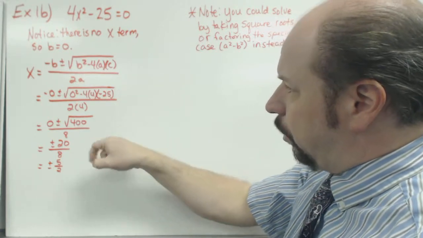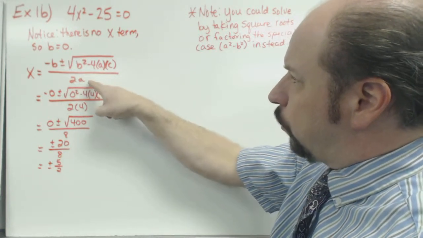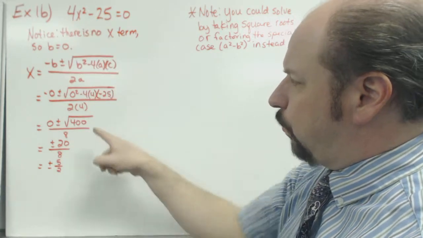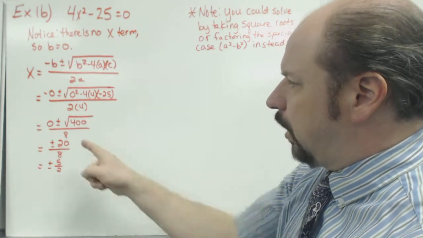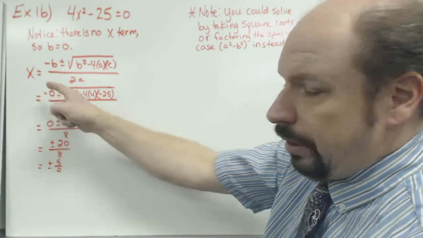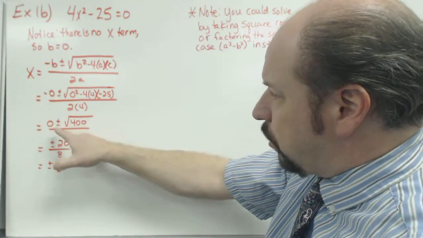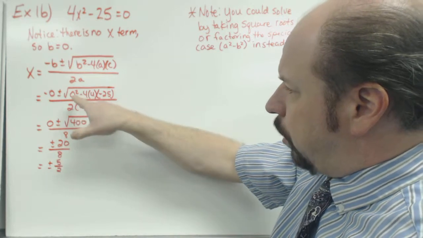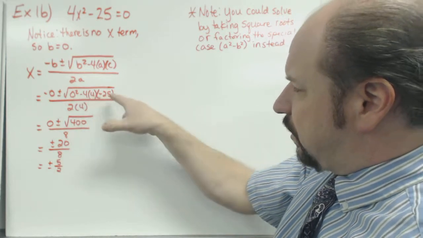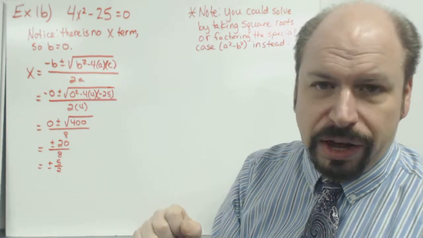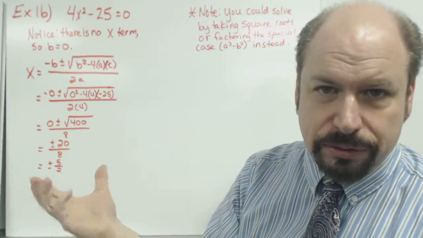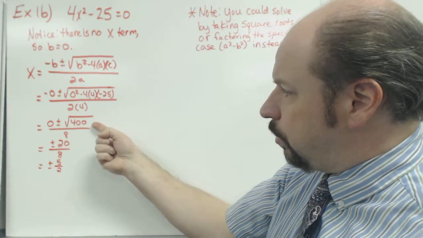So it's negative in here, all over 2a. And again, a is 4, so 2 times 4 on the bottom. So 0, and it doesn't matter if it's positive or negative, 0 is 0 either way. So 0 plus or minus the square root of 0 minus 16 times negative 25. Well, negative 16 times negative 25 is positive 400.